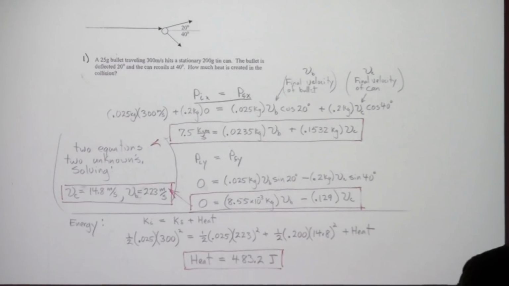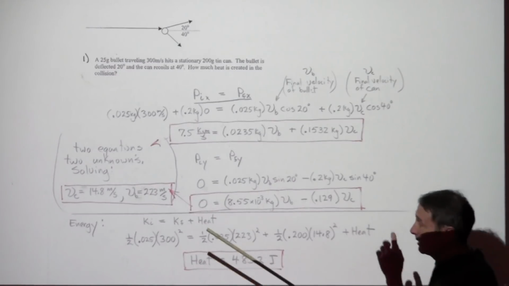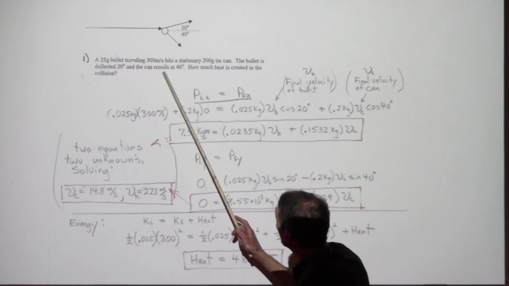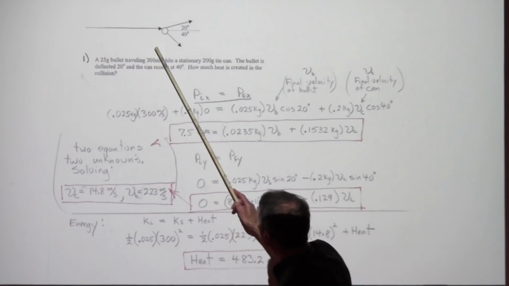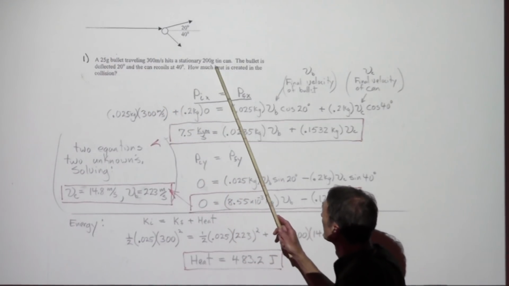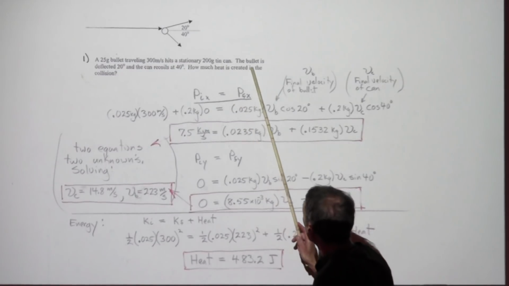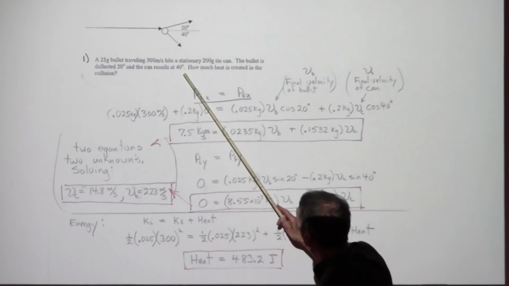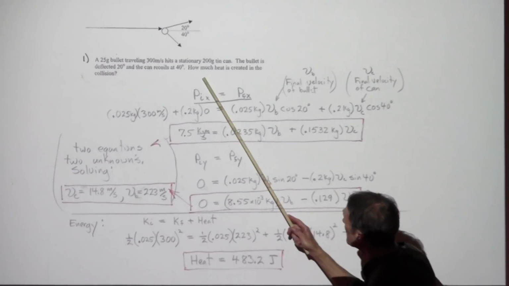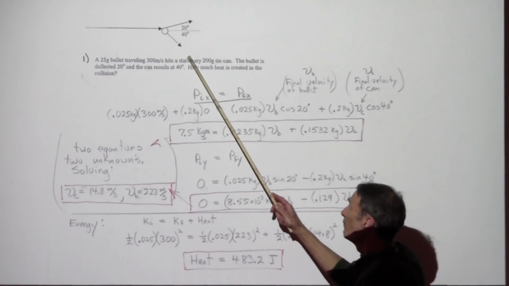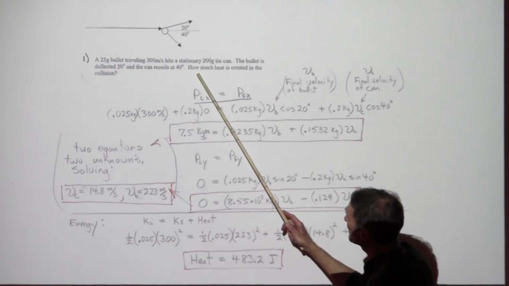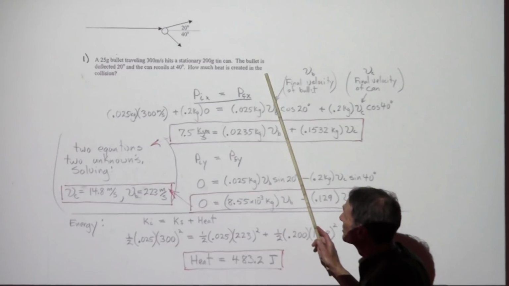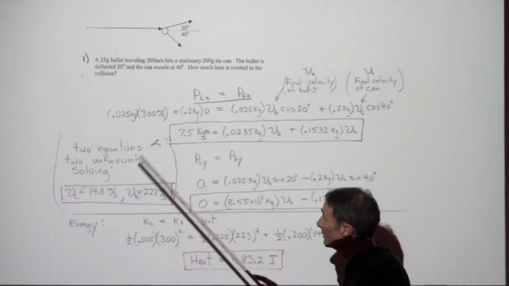Here's another relatively simple example. We've got a 25-gram bullet traveling 300 meters per second. It's going to hit a stationary 200-gram tin can, and the bullet will be deflected at 20 degrees, and the can recoils off at 40 degrees. He doesn't ask how fast they're going to be traveling, but he asks for how much heat is created in the collision. So that indicates that this is an inelastic collision.